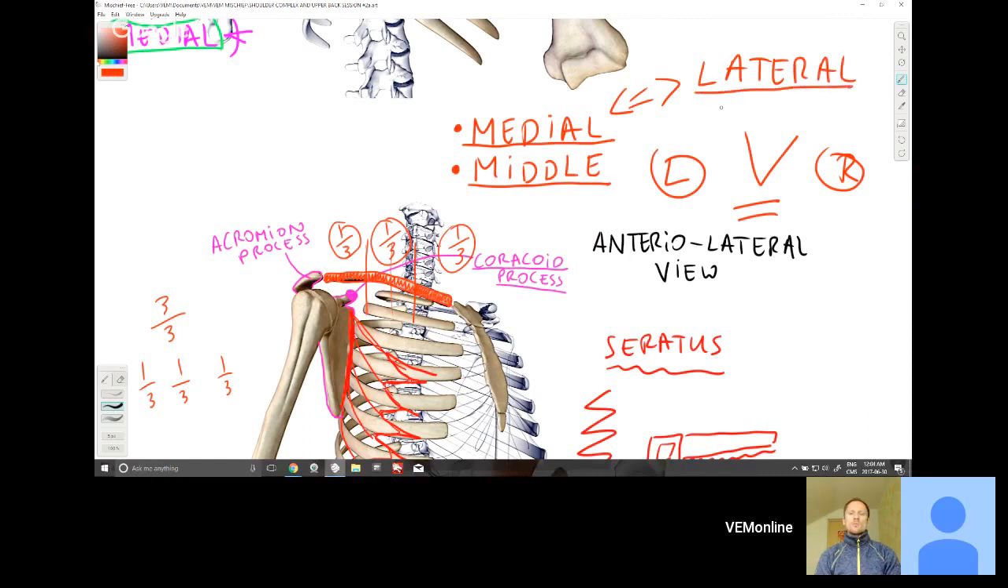Lateral meaning away from the body, medial meaning closer towards the midline, right? So don't confuse this. You will see this a lot in all different kinds of literature. For example, origins or insertions, bony landmarks, there's going to be, let's say, medial 1/3 of the clavicle, or middle 1/3 of the clavicle. Those are completely different parts, right?